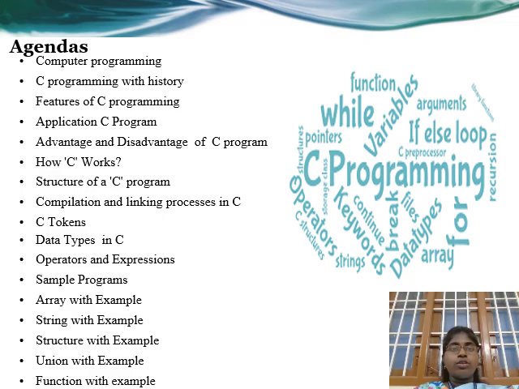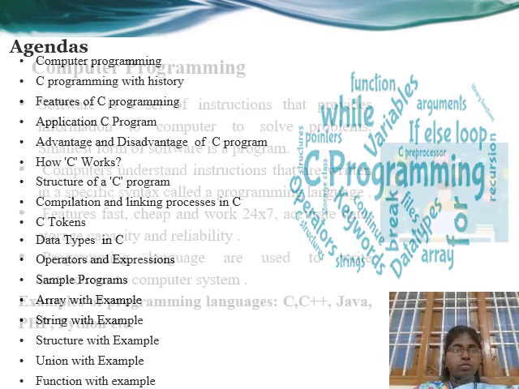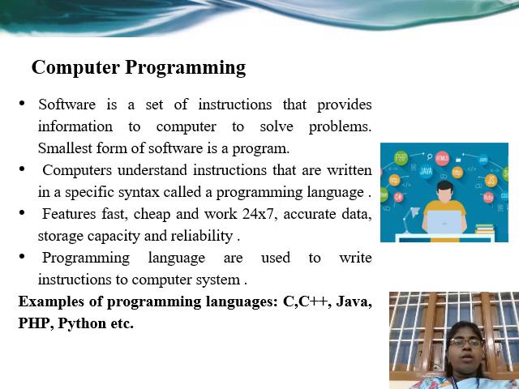This is the agenda for the C programming overview. What is computer programming? Computer programming is software, a set of instructions that provide information to the computer to solve problems. A small form of software is a program. Computers understand instructions that are written in a specific syntax called a programming language. Its features are fast, cheap, working 24 by 7, accurate, data storage capacity, and reliability. Programming languages are used to write instructions for the computer system. Examples of programming languages are C, C++, Java, PHP, Python, etc.